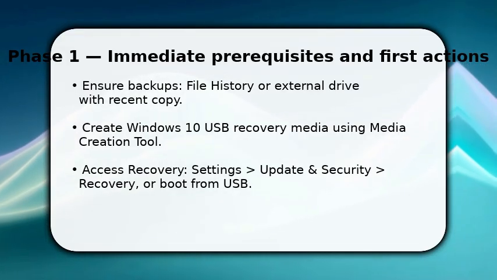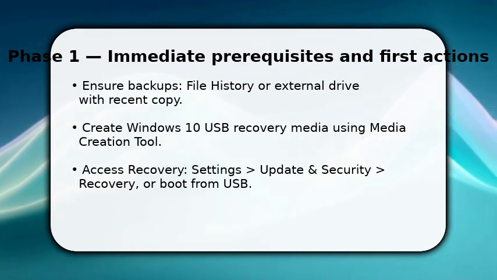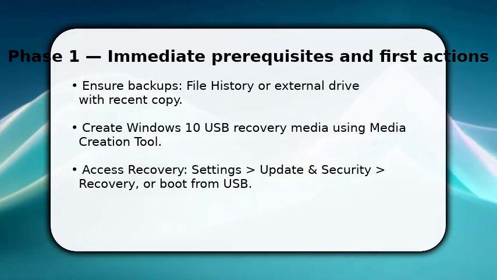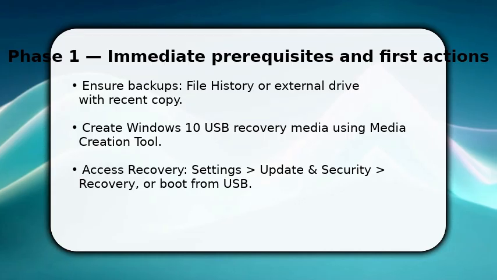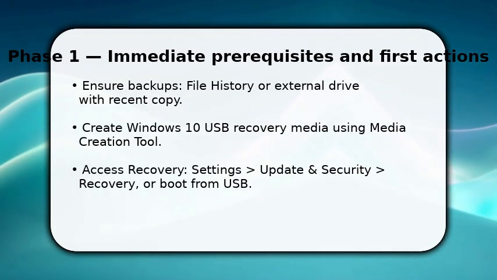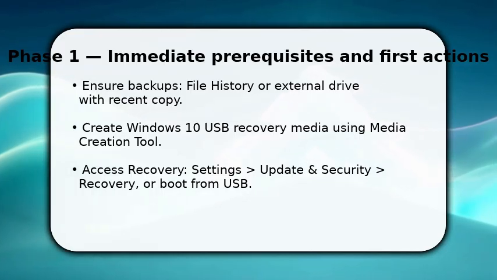Restart into recovery from Settings, Update and Security, Recovery, or power on and boot from the USB by pressing F12, ESC, or the vendor key. Once in the Windows recovery environment, choose Troubleshoot and then Advanced Options. This puts you where Repair Tools live, so you can run targeted fixes without guessing.